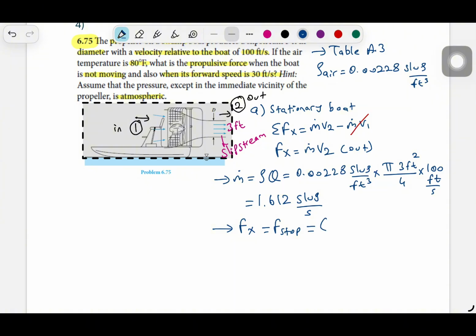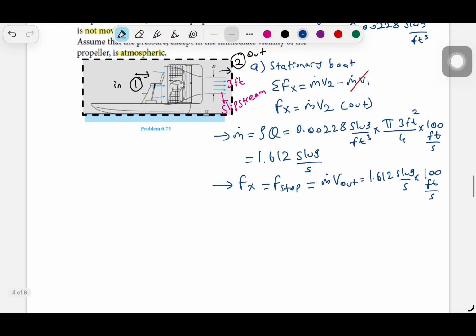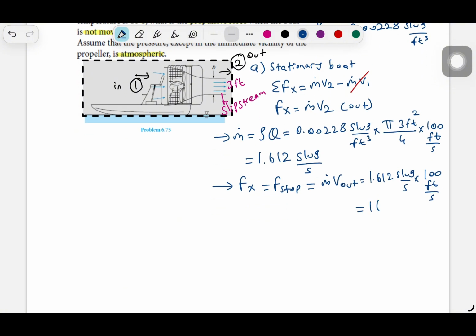So we have m dot v out, and this is 1.612 times 100 feet per second. And this gives 161 pound force.